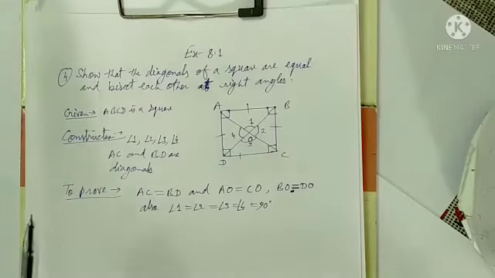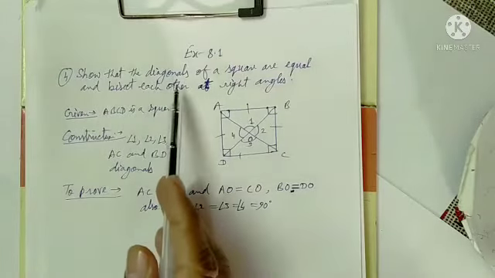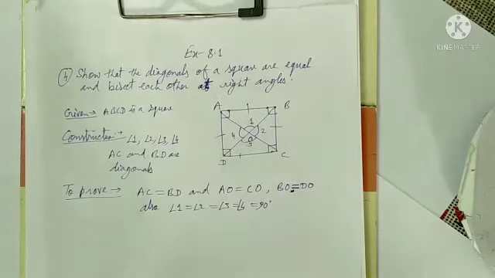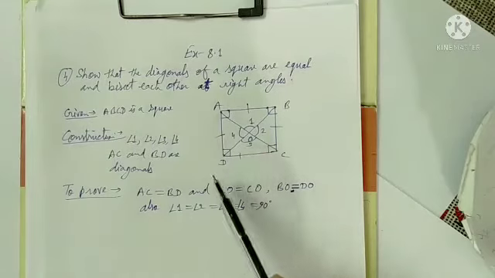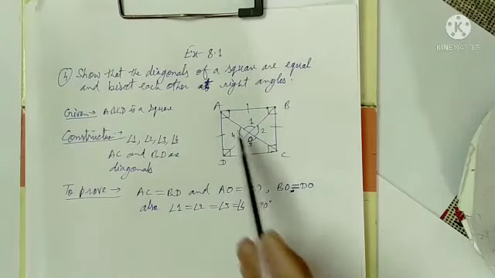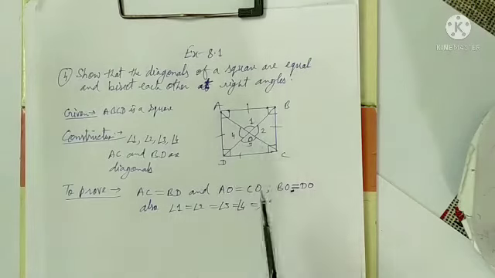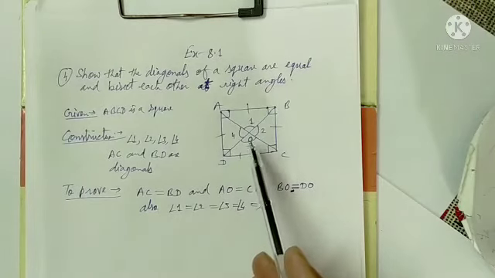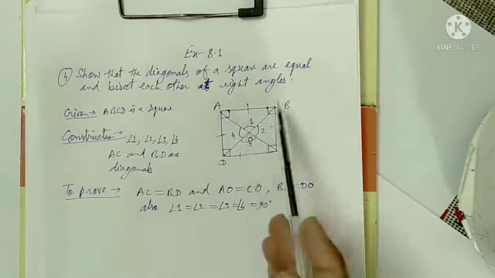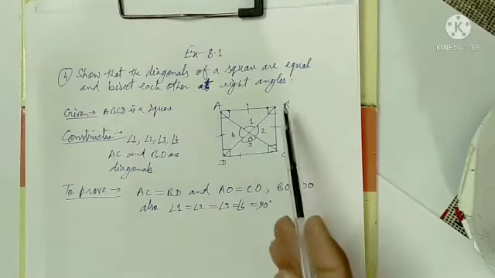Question number 4. Show that the diagonals of a square are equal and bisect each other at right angles. We have drawn here a figure of a square ABCD. Every angle is a right angle, and we have drawn two diagonals, AC and BD, and constructed angles 1, 2, 3, 4.